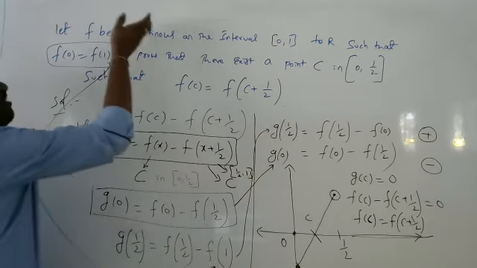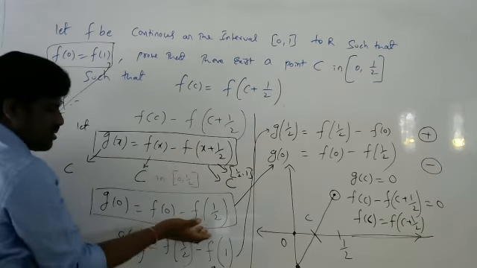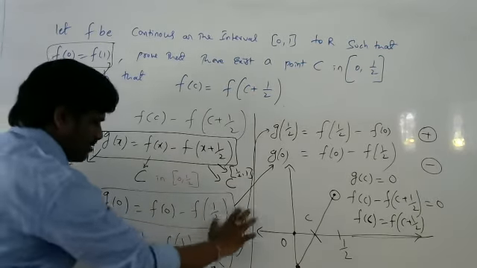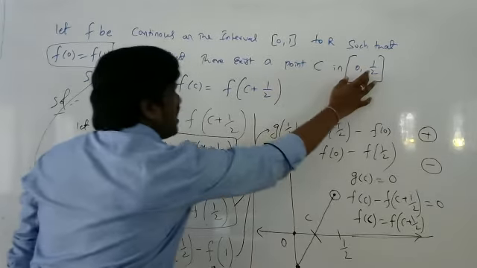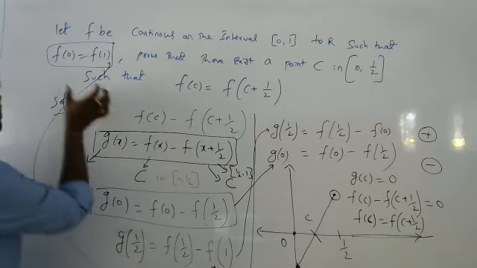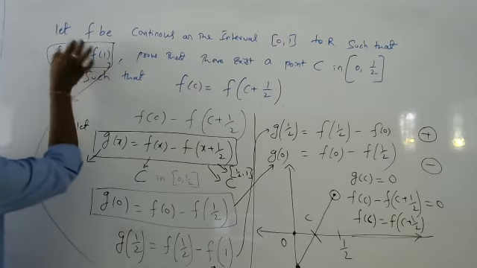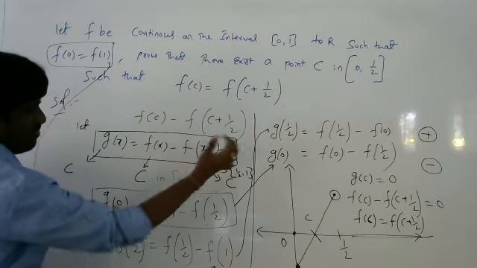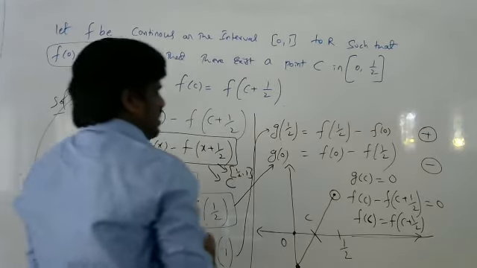But we don't know the function here, so how can you substitute? You cannot substitute. You make this box, and g of half we have taken, that also we have substituted. But they have given one trick: f of 0 is f of 1. So I can replace f of 1 as f of 0. I have replaced here f of 0.